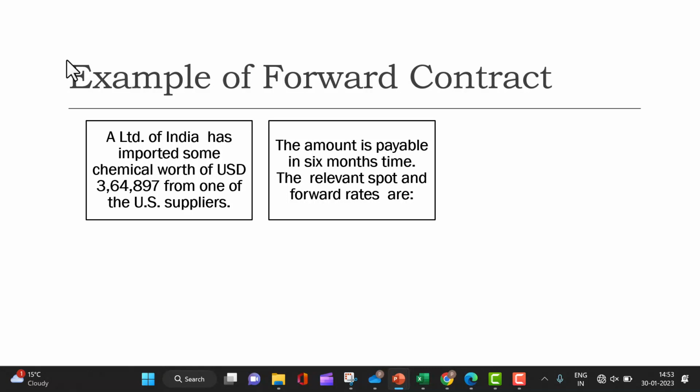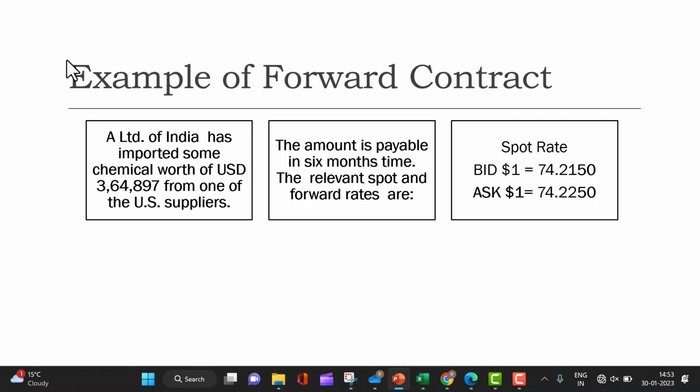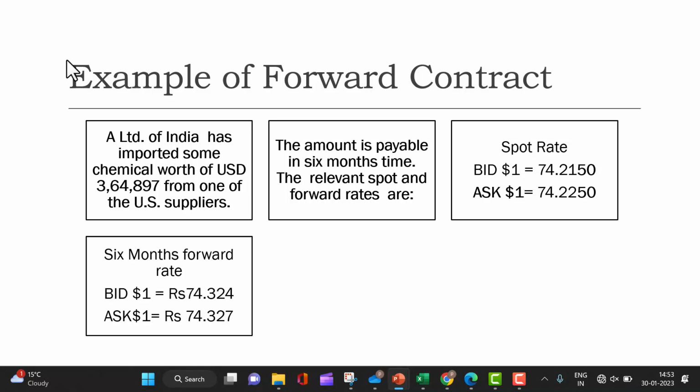The relevant spot rate and forward rates are given to you. Suppose today the spot rate: the bid rate is 74.21 for $1 and the ask rate is 74.22. And the 6 months forward rates given to you are 74.32 and 74.327. Okay. Fine.